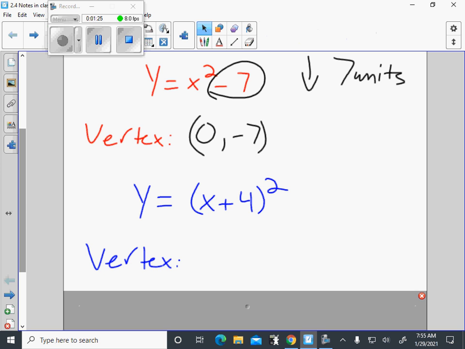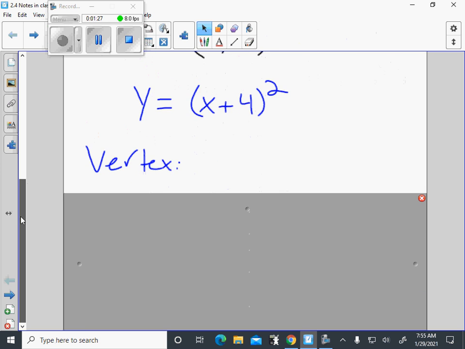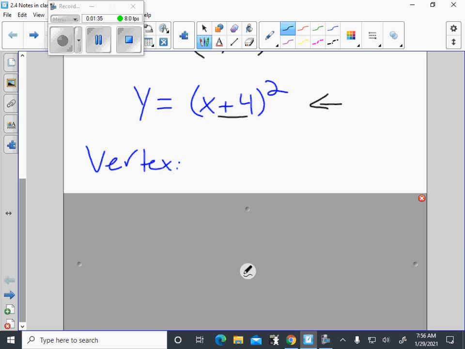Okay, this next one, we have something in parentheses. And remember, when we have something in parentheses, we think opposite. So what's in those parentheses? It's plus 4. So we're going to go to the left 4 units. We're going left 4 units, so now our vertex is negative 4, 0.